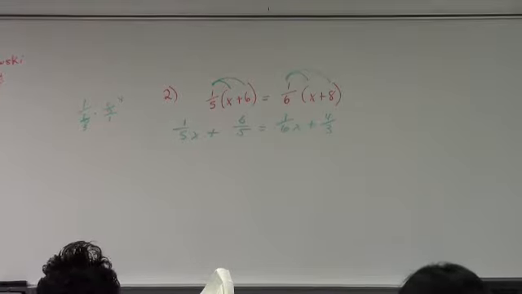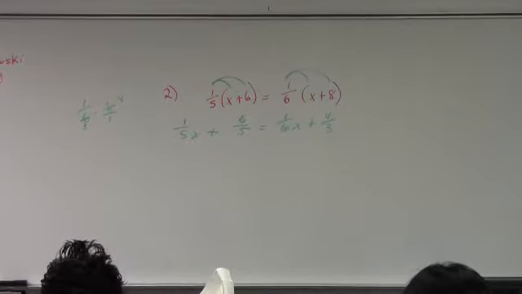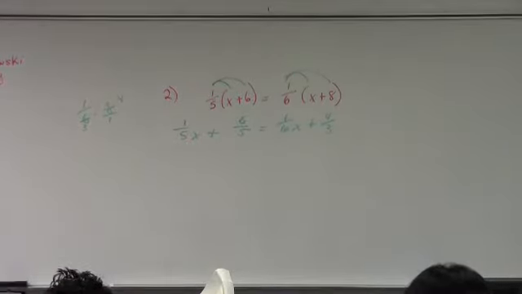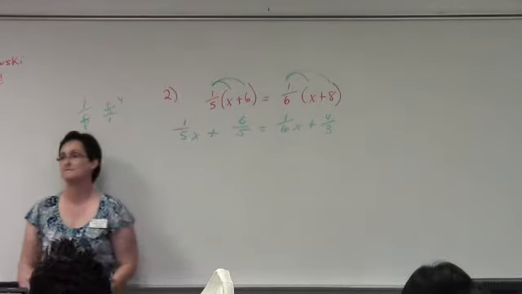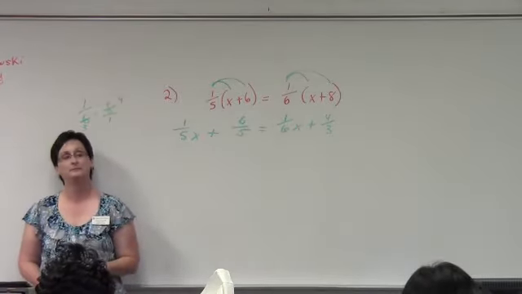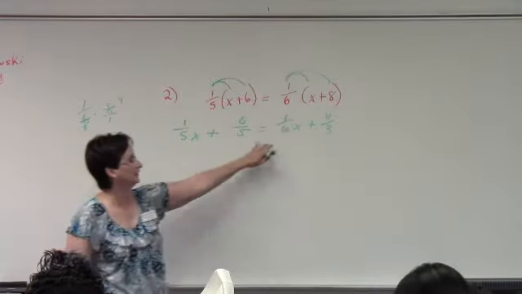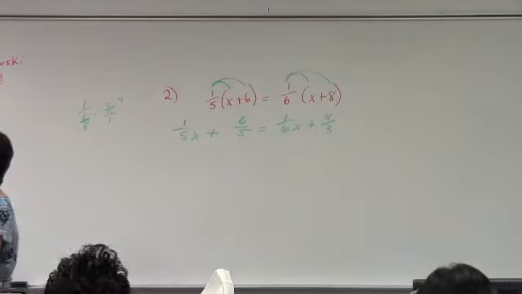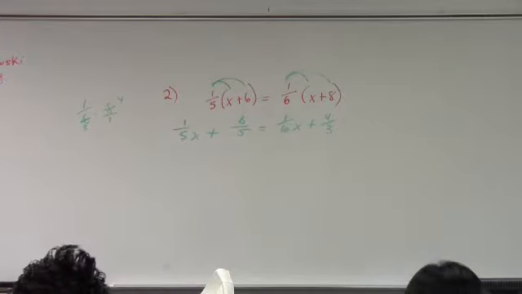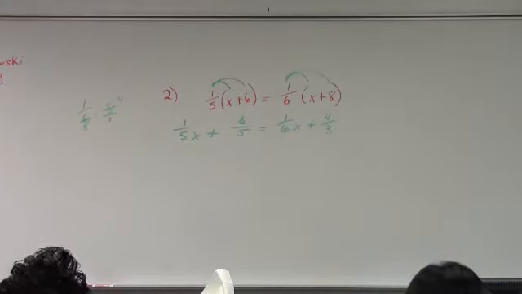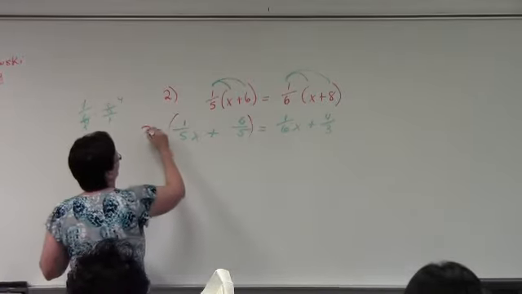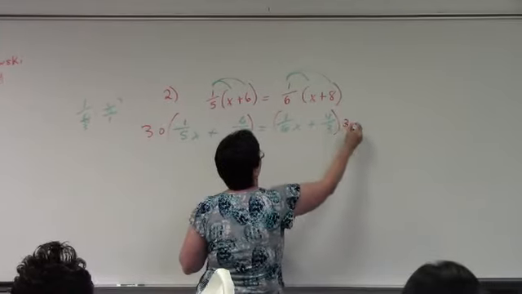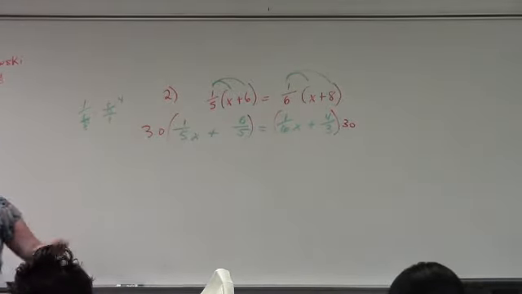But when you're cleaning out the garage, what do you first have to do? You have to drag everything out. So now everything's out, and now we can clean it up. How do we get rid of fractions? Multiply. By? All right, we have a 5, a 6, and a 3. What number is big enough for all three of those to go into? 30. So we're going to multiply everything on both sides by 30. So it's a good idea to write these products down.